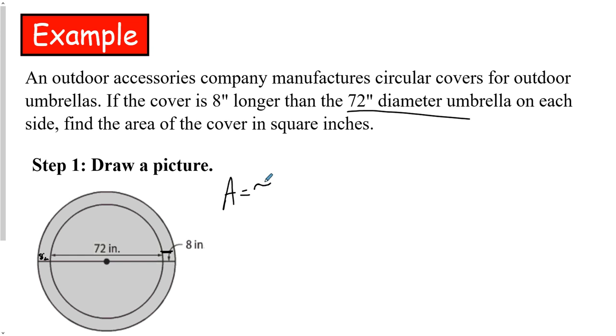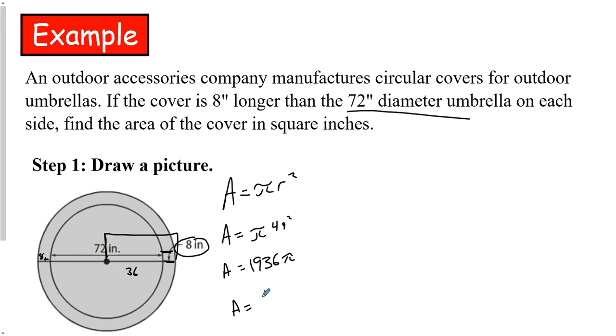Area is pi times the radius squared. So all we need to do is find the radius, or the distance from here to here. Well, half of 72 is 36, plus the full 8 inches over here means that 36 plus 8 is going to be 44 inches. So if you leave it in terms of pi, you're going to have 1936 pi. If you multiply that out as a decimal, it will be 6,082.12 inches squared.